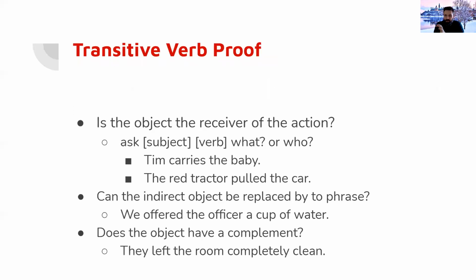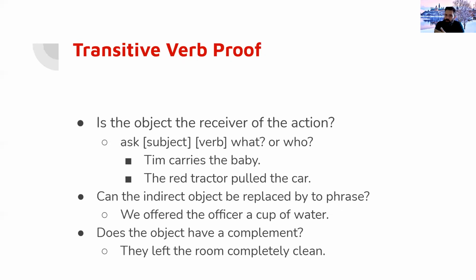All right, so we've looked at some simple to more complex transitive verbs. We could ask ourselves, when we look at a sentence like this, what is the object that is receiving the action? Okay, so you could say, what is being verbed, or who is being verbed? So if we look at Tim carries the baby, we ask ourselves, well, what is Tim carrying? Tim carries what, or who? Tim carries who? The red tractor pulls what, or the red tractor pulls who? Okay, the answer to those questions is the direct object.